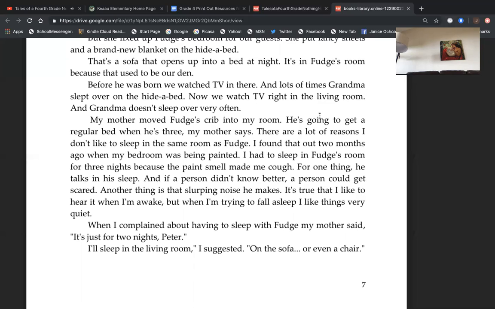When I complained about having to sleep with Fudge, my mother said, "It's just for 2 nights, Peter." "I'll sleep in the living room," I suggested, "on the sofa, or even a chair." "No," my mother said, "you will sleep in your bedroom, in your own bed." There was no point in arguing. Mom wasn't going to change her mind.